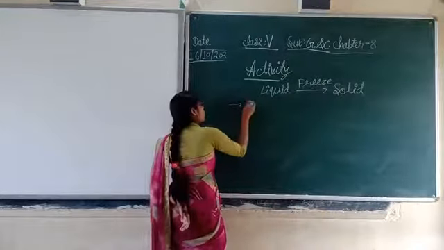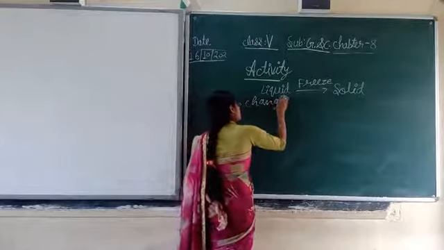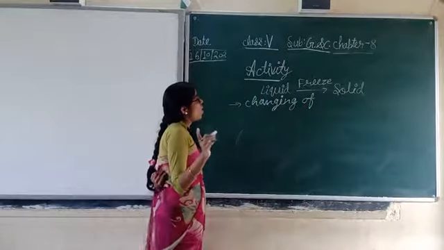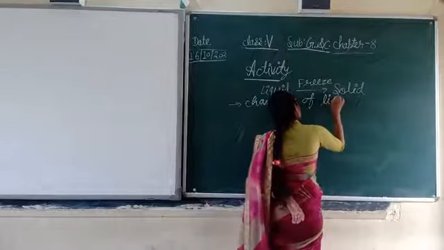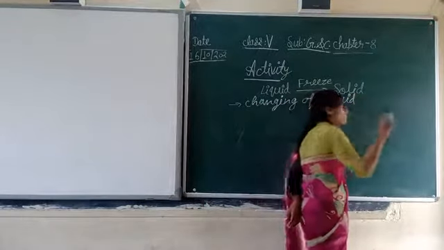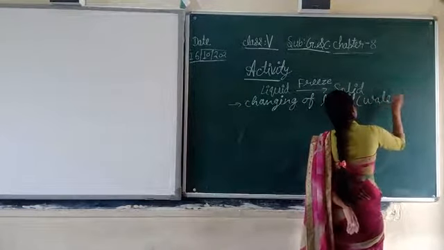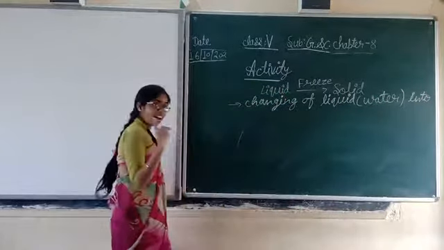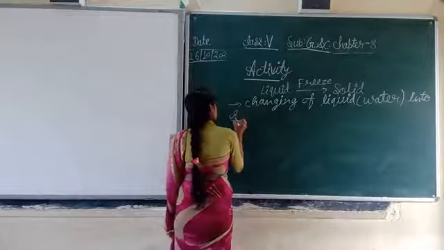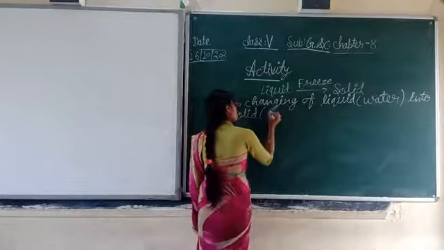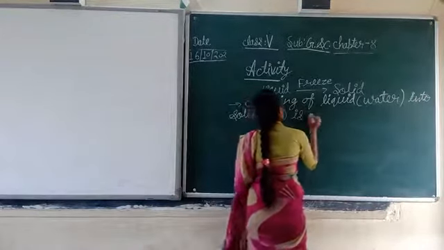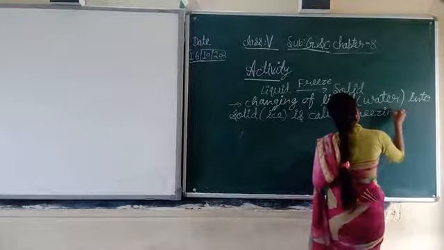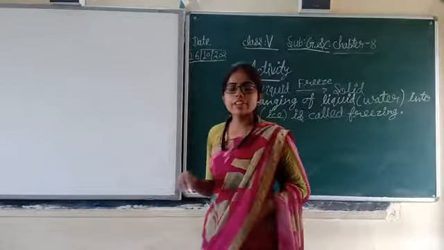So changing of liquid into solid, or water into ice. Liquid is what, my dear students? Water here. We have taken water. Changing of liquid into solid. So what is the solid form of water? Ice. Changing of liquid into solid, that is water into ice, is called freezing. What is it called? Freezing. Changing of this liquid into solid is called freezing.